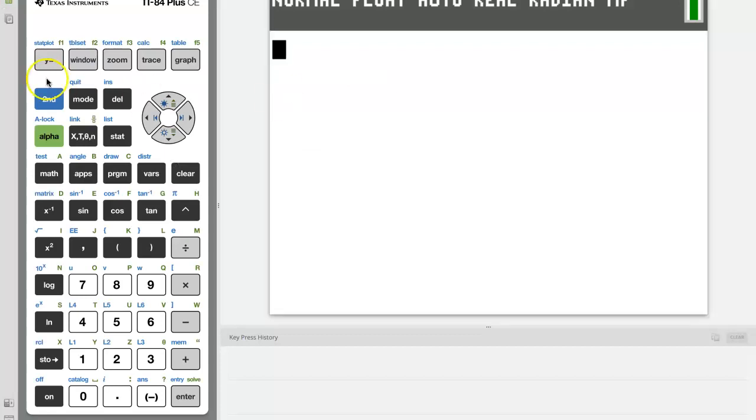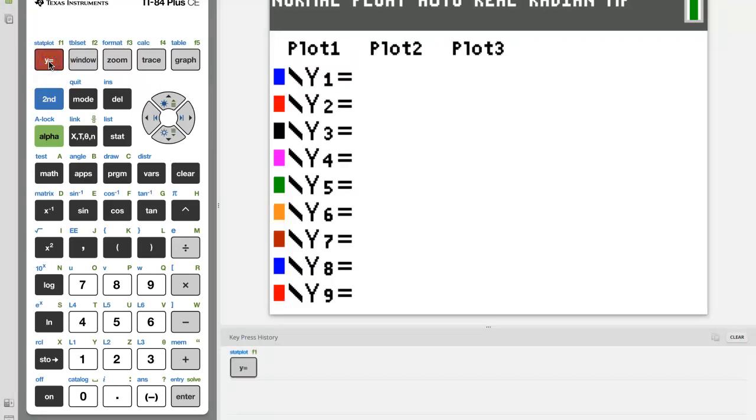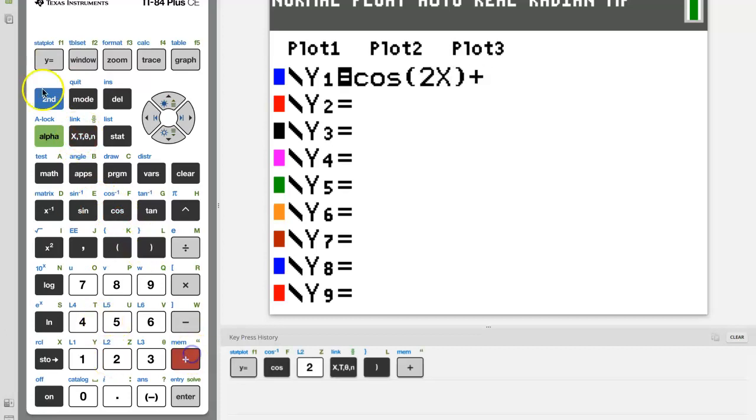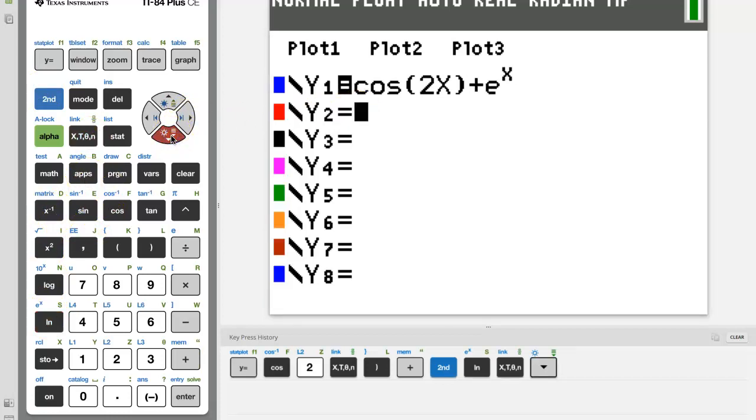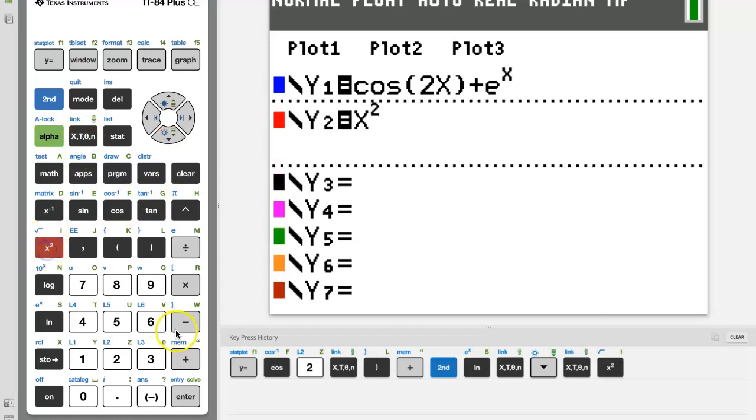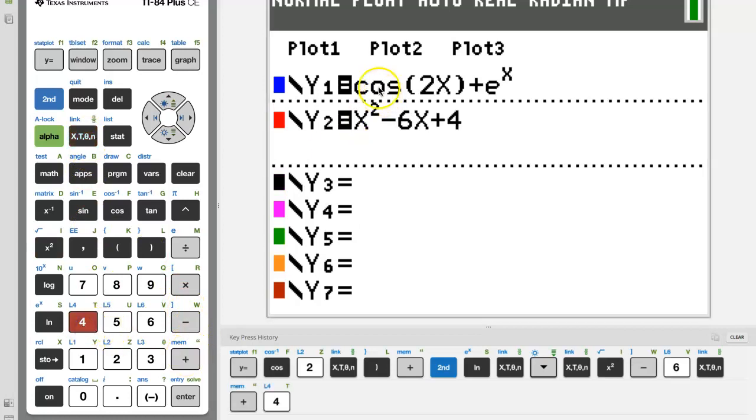Again, the first thing is we want to go to y equals and just type in our two functions, cosine of 2x plus e raised to the x. And one of the things that takes you a while when you haven't used the calculator very often is just finding these buttons. The more you do it, the quicker you'll get at it. Our other side of our equation is x squared minus 6x plus 4. And again, one thing that people try to do is type both in one line, but you're typing the two sides of the equation separately.